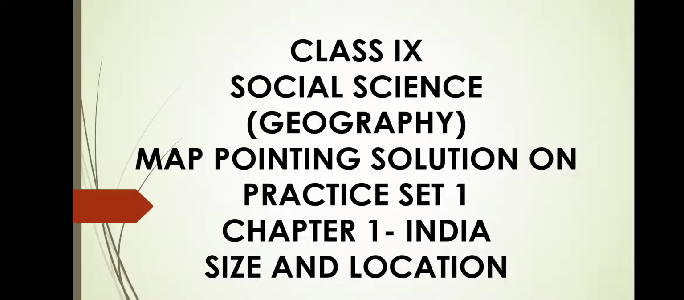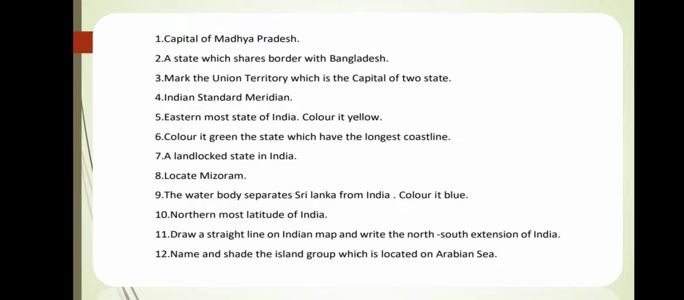So today for class 9, the social science geography map pointing solution on practice set 1, chapter 1, India size and location. Now you can see on the screen that 12 questions are there from the first chapter which I gave in the last class. I hope all of you have done those questions, and in this video I am here to make you understand how to solve them and how to point them out on the Indian map.